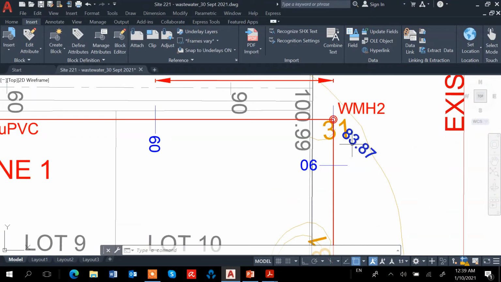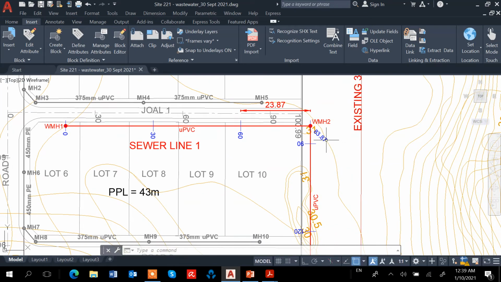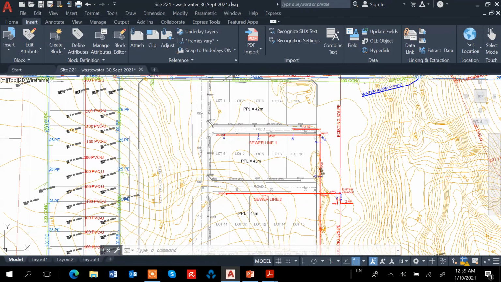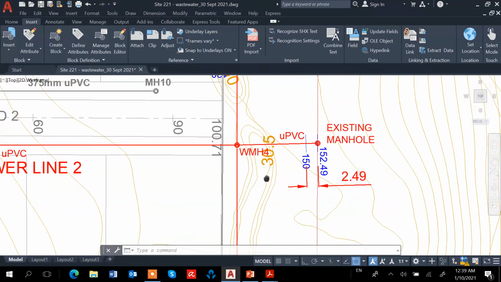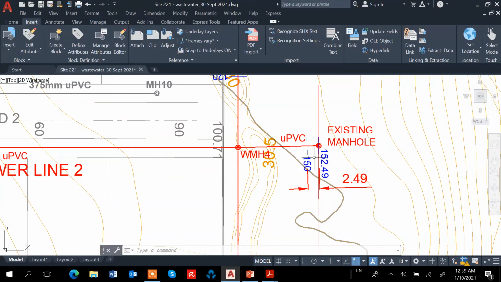And then this chainage here as well, so we need to find the level as well. Yeah, the height here, this one is 42.5, so actually this one is about 42.1, maybe the ground level. Same thing for the main WMH4, and even the existing manhole, what is the height.